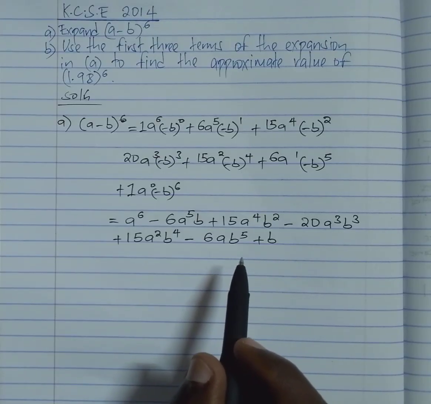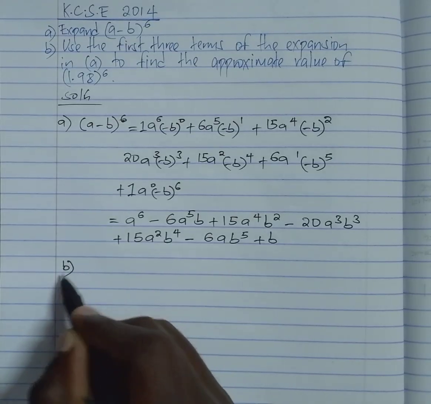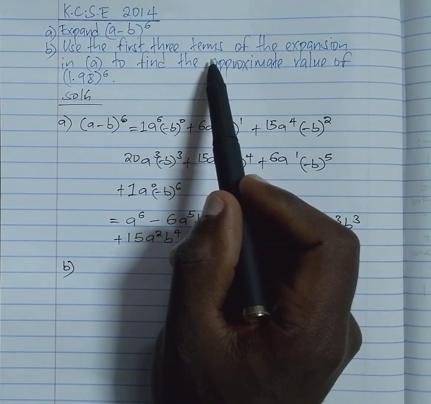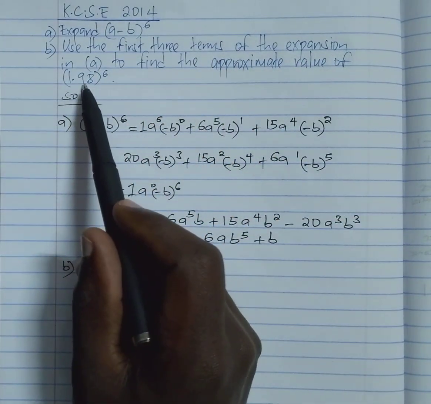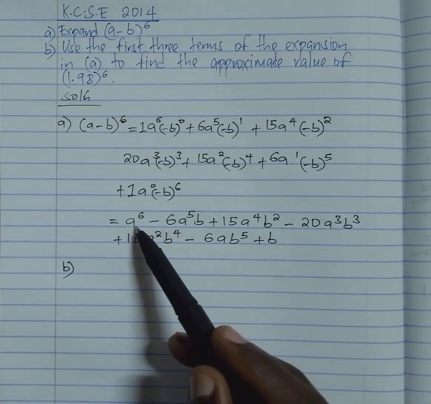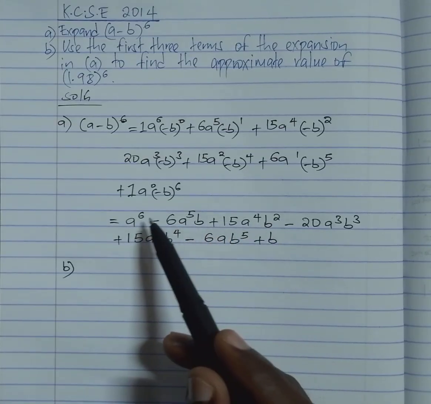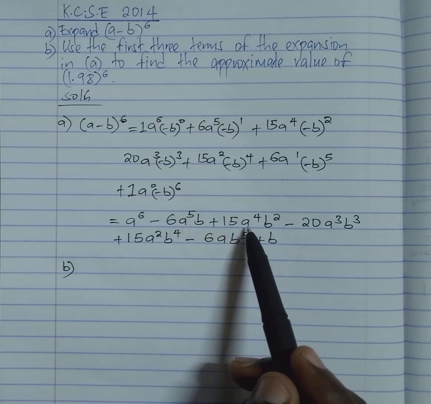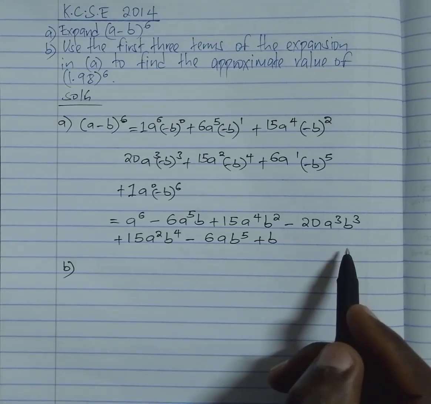So what we are going to do next is to move to part B. Part B asks us to use the first 3 terms of the expansion in A to find the approximate value of 1.98 to the power of 6. The first 3 terms are which ones? We have this one as the first one, the second one, and the third one. So these 3, we are going to use: a to the power of 6 minus 6a to the power of 5b plus 15a to the power of 4b squared. That is all we are going to use in this expression.